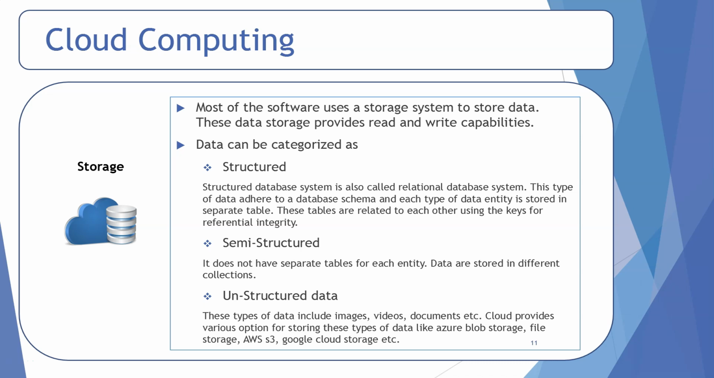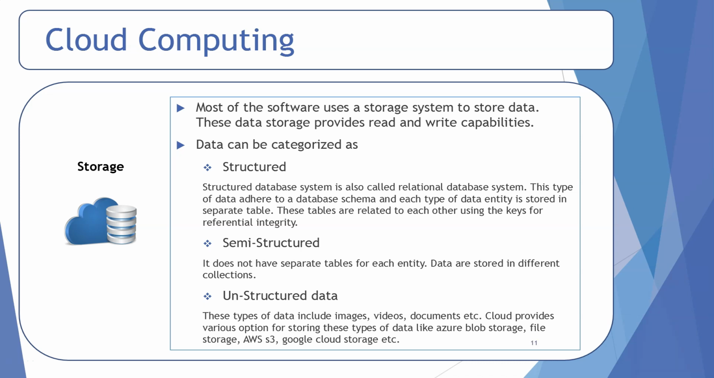This type of data adheres to a database schema, and each type of data entity is stored in a separate table. These tables are related to each other using keys for referential integrity. For example, to store e-commerce application data, we can have various tables like product table, product variations table, order table, etc. Order table would not store whole product data, but it would only include product ID to identify a product.